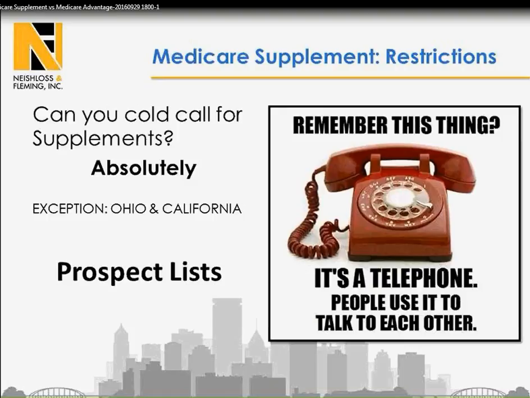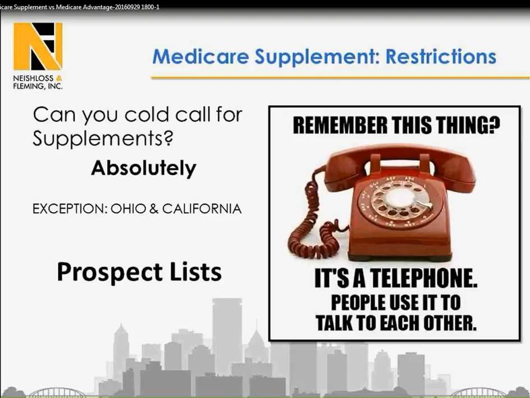Medico being a prime example. You can call and actually enroll people over the phone with a voice signature. So if that's something you're interested in, we can of course guide you through that process. There is an exception. Ohio and California, they have rules against calling.